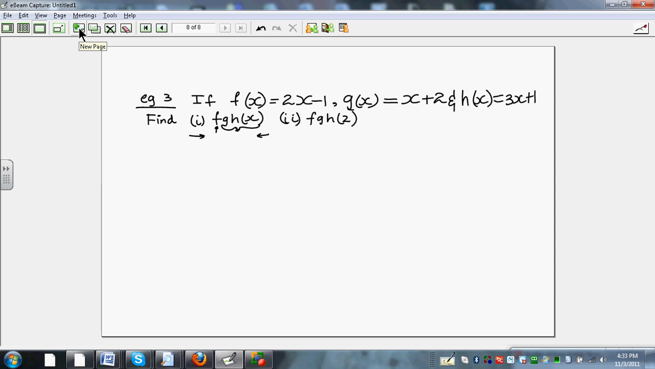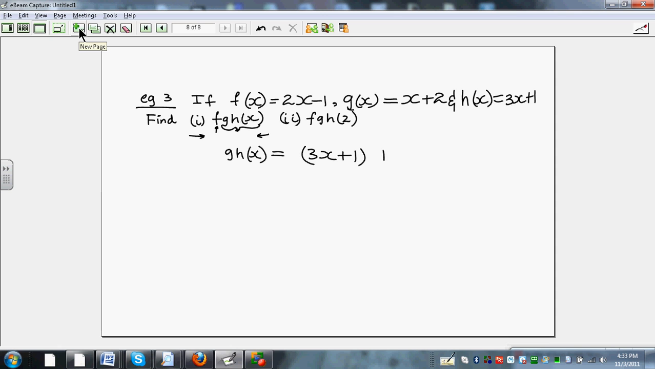So what we will find first is what GH of x is. And when we get that, we will combine that with f. So how do we find GH of x? We use the same method. In the function on the left, which is g of x, wherever we see x, we will put or substitute the function on the right. So in g of x up here, where we have x plus 2, we will remove the x and we will place h of x in its place. So instead of x, we will place 3x plus 1 instead of x.